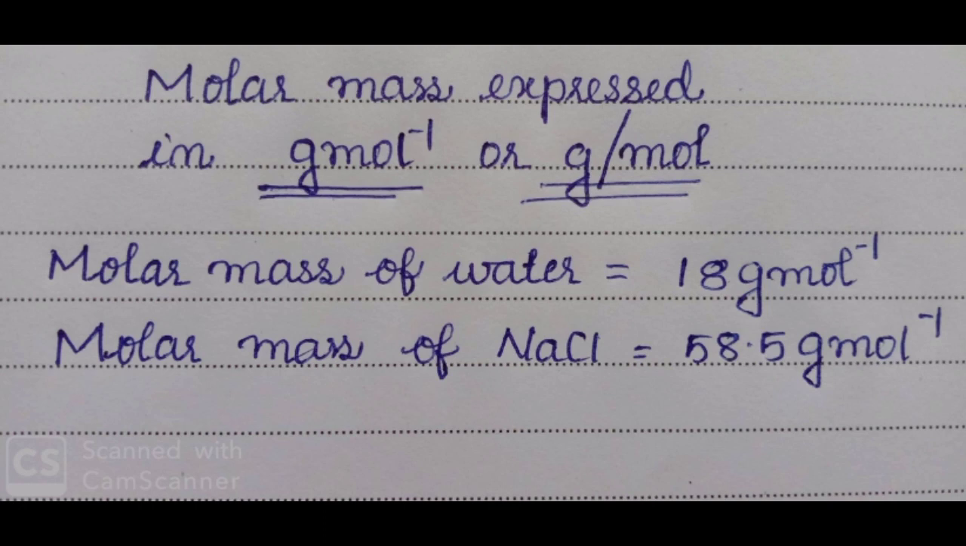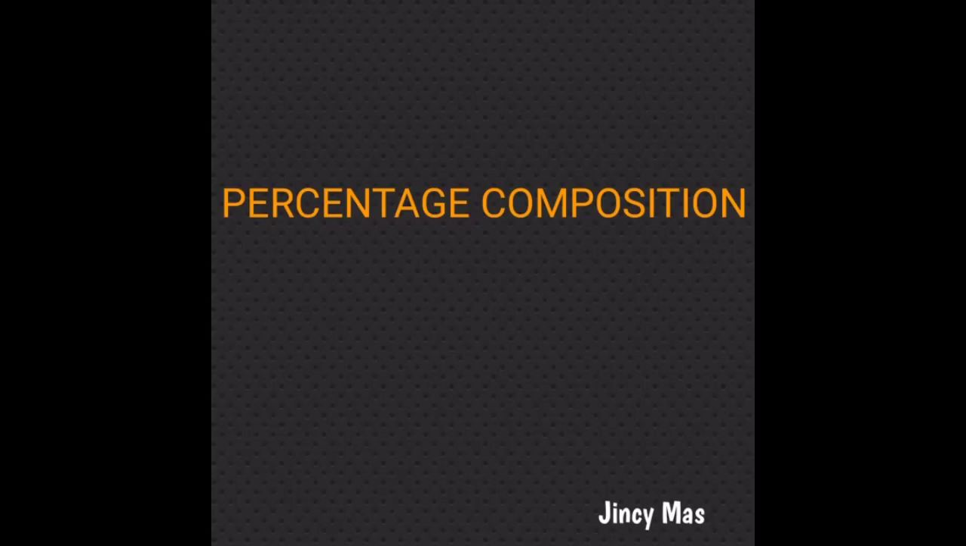So what is the molar mass of water? 18 gram mole inverse. In the last session, we have done the formula mass of NaCl. So what is the molar mass of NaCl? Just write it in grams, 58.5 gram mole inverse, and that is its molar mass. Next we will discuss the percentage composition.